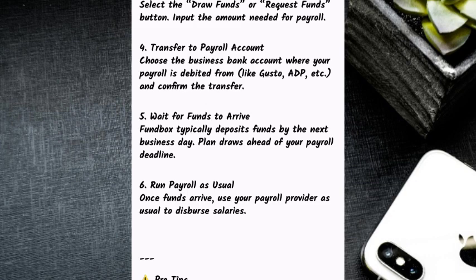The final step is, of course, to run payroll as usual. Once funds arrive, go ahead and use your payroll provider as usual to disburse salaries.